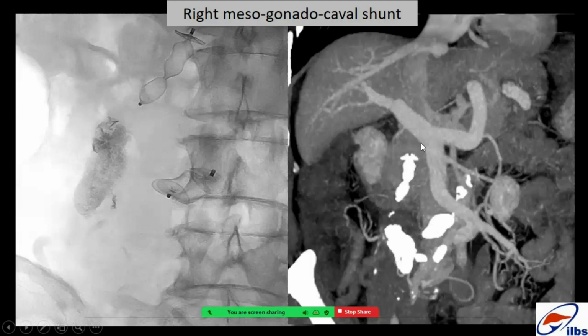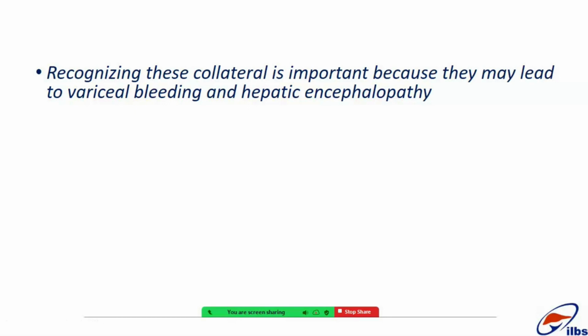These are the sclerosing agent, and it is totally gone. The previous jumbled up image which we saw is totally gone. So what we understand is that recognizing these collaterals is important because they may lead to variceal bleeding and hepatic encephalopathy.